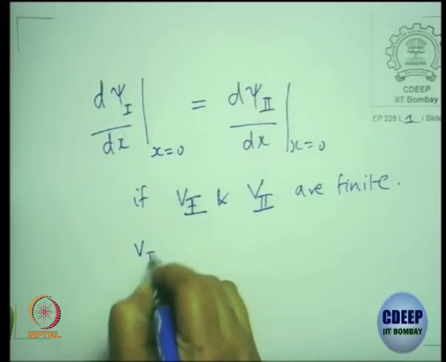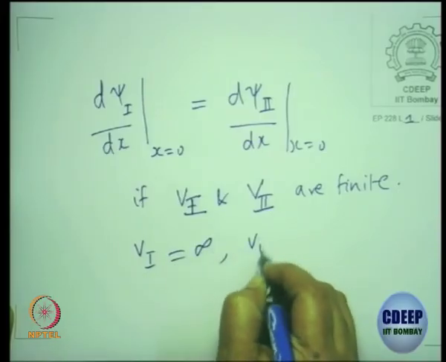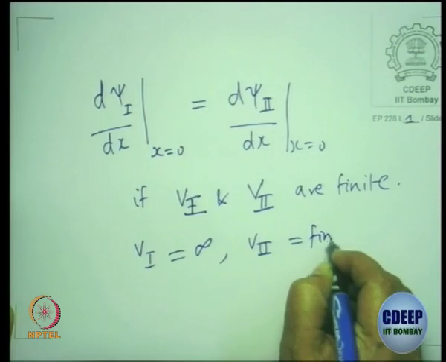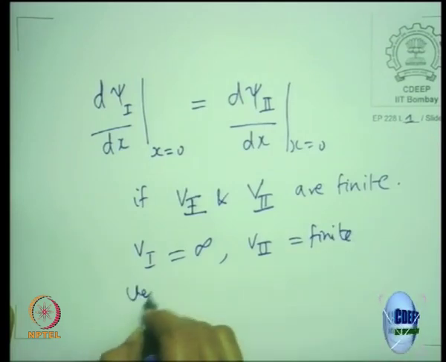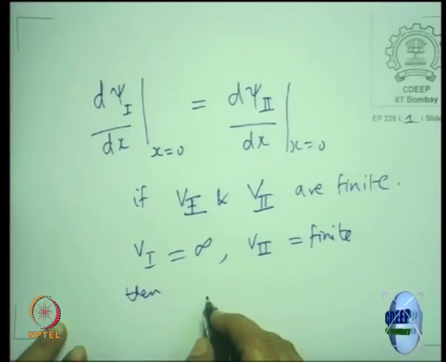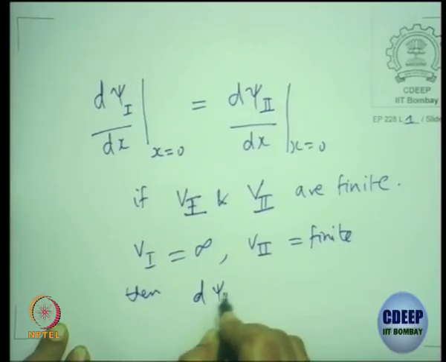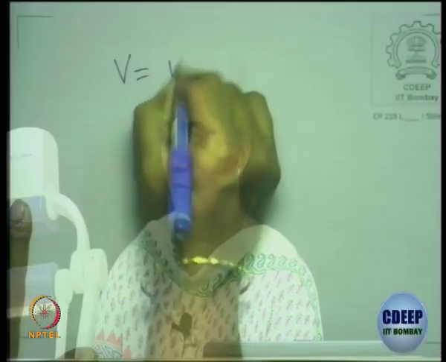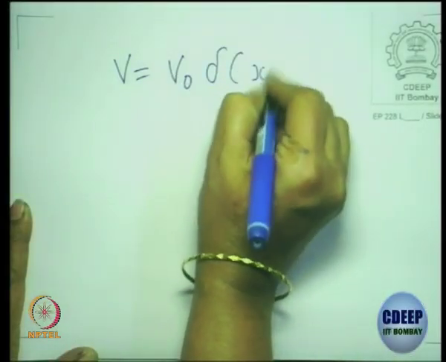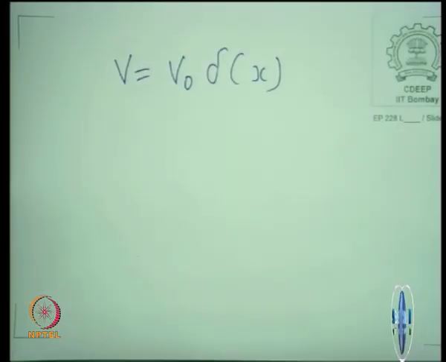If V1 is infinity, V2 is finite, then we don't have this. So the immediate problem which we can try to solve is V equal to V naught delta of x. Okay. So how do we do this?